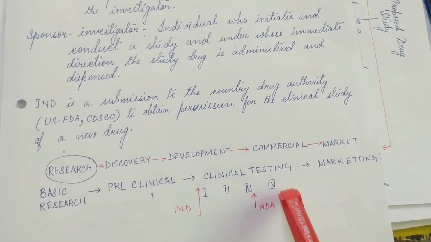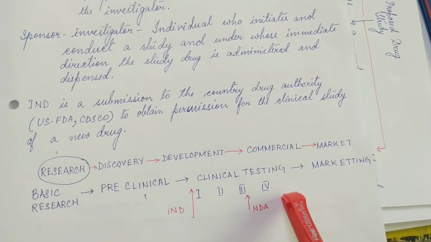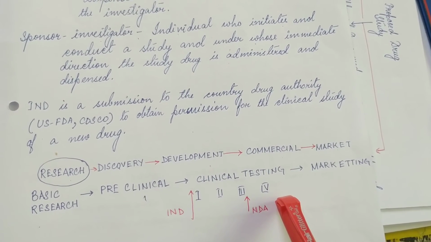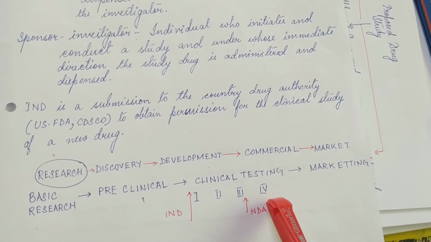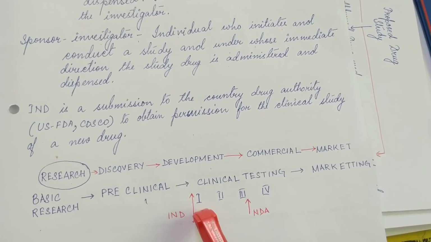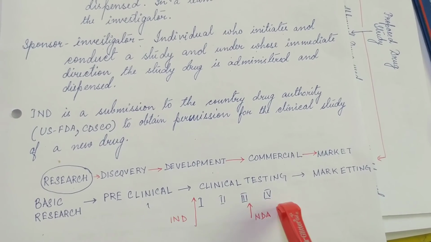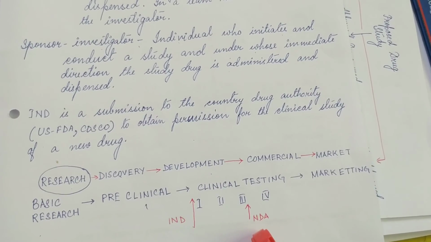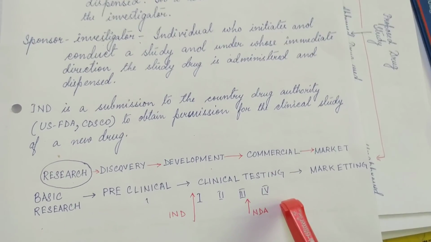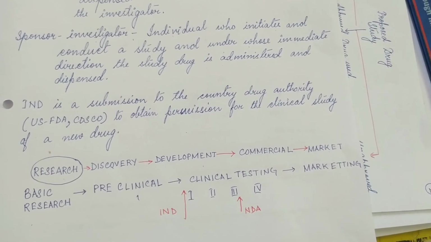or clinical testing. Now, clinical testing has various phases. The fourth phase is the post-marketing surveillance. And before this post-marketing surveillance, the data from phase 0, phase 1, phase 2 and phase 3 should be submitted for new drug application. If it is approved, then we can go for the post-marketing surveillance and finally into the marketing of the product.